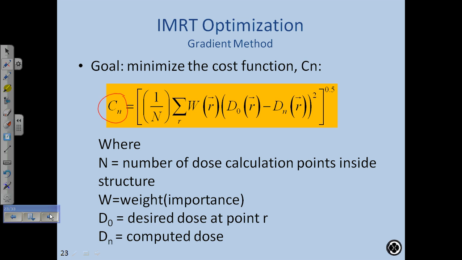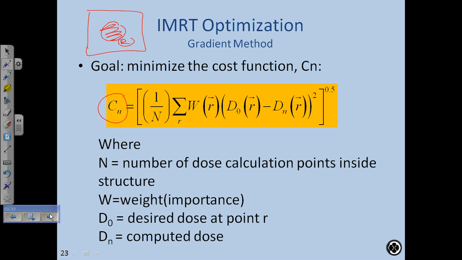Now, N is the number of dose calculation points inside the structure. So here's a beam, and here's the structure that you're trying to treat, the PTV, and here's your rectum. And we can break this up into a grid. Just imagine there's a grid. I don't want to draw a grid because it's going to get messy. But just imagine there's a grid there, and each little segment in the grid is a beamline. And we have the ability to modify the dose in each beamline. So the cost function is going to be how bad our plan is.